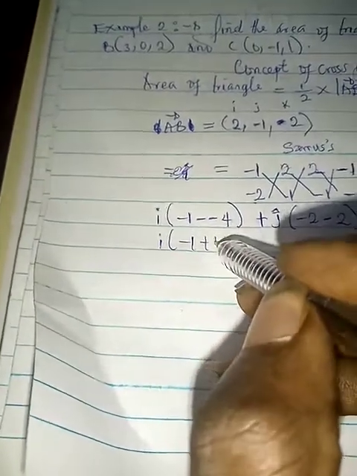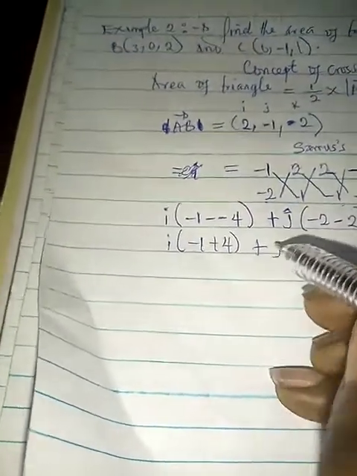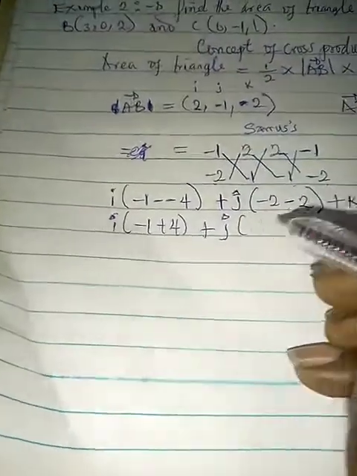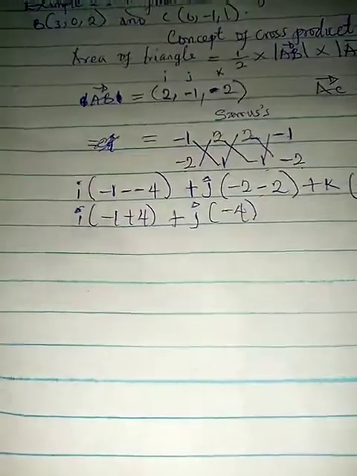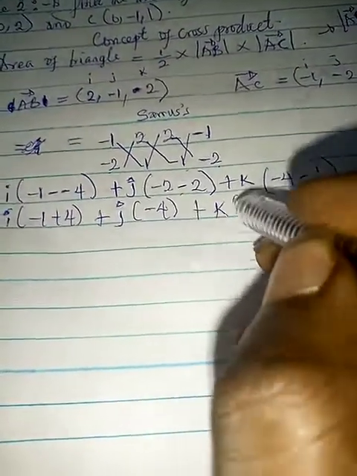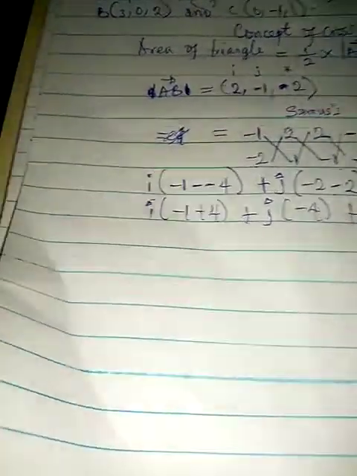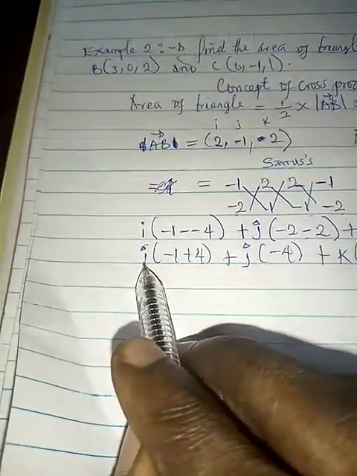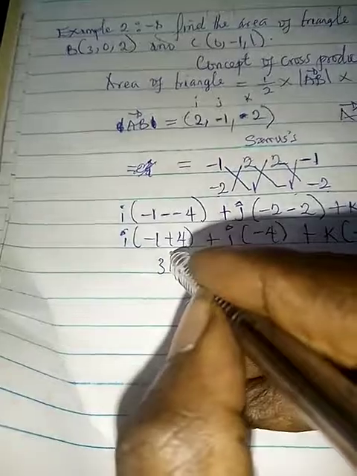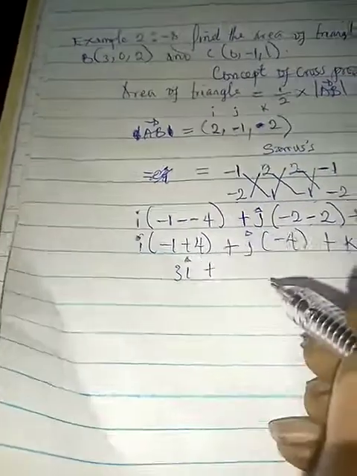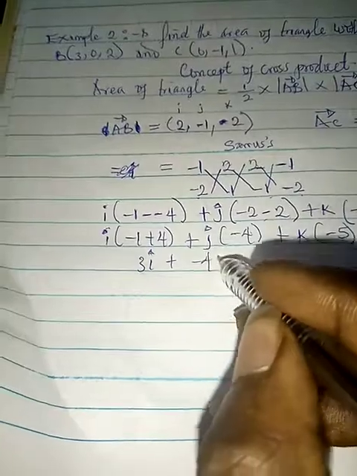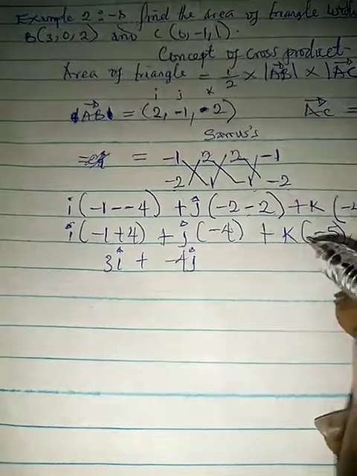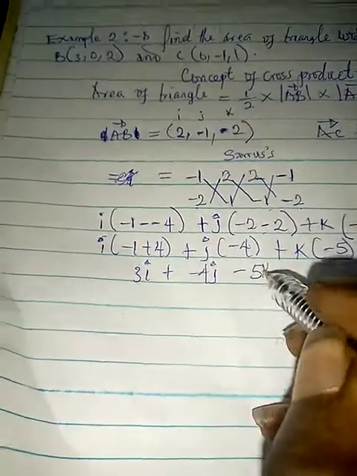So from there, we have I, -1 minus times minus is +4, plus J. There is need for us to put this sign to show that it's scalar. Plus J, -2 -2, that is -4, and plus K, -4 -1, that is -5. So eventually we have -1 plus 4, that is 3. So 3 times I, 3I, plus -4 times J, -4J, and plus K times -5, -5K.